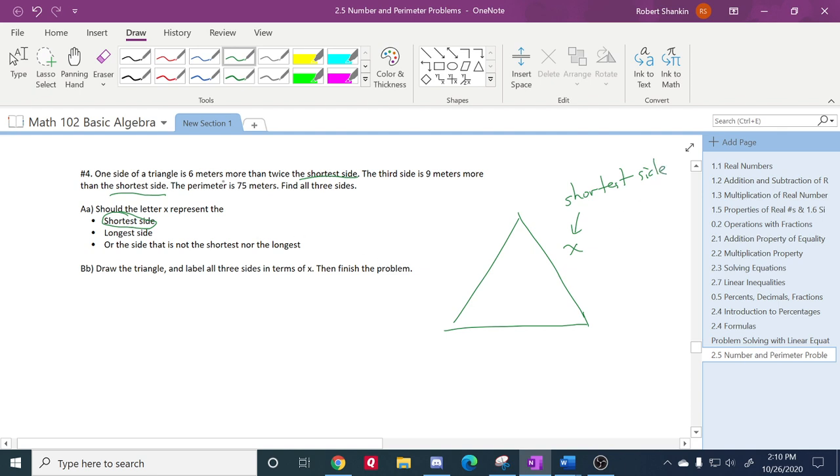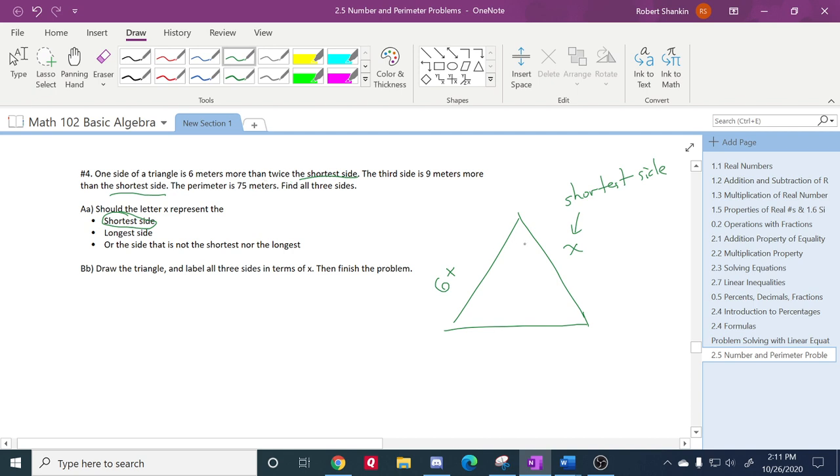One side is 6 more than twice the shortest side. How do I do that? Oh, 6 more. Does that mean 6 times or 6 plus? 6 more than is 6 plus. Because if I had one side being 20, to get 6 more than that, I'd go to 26. Let's add it. 6 more than twice the shortest.